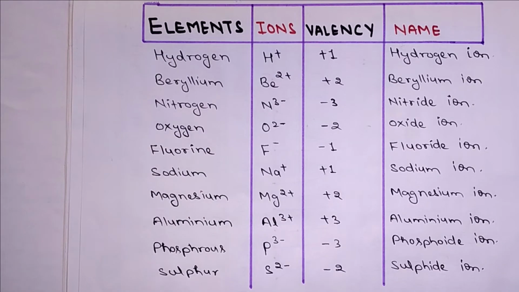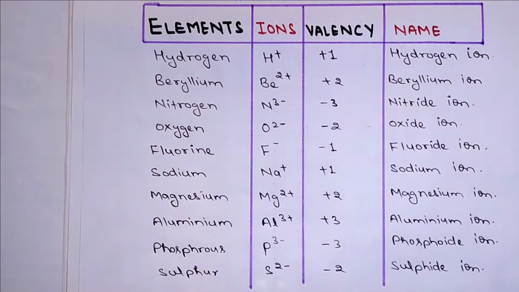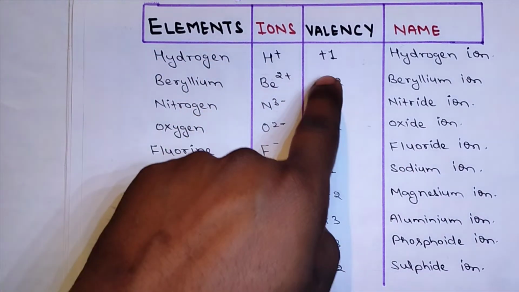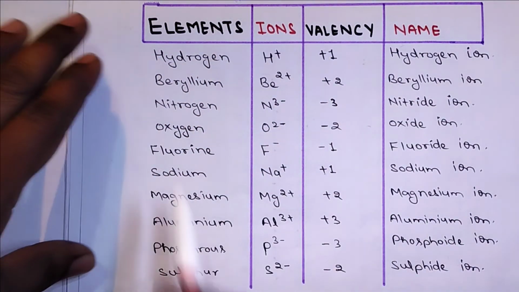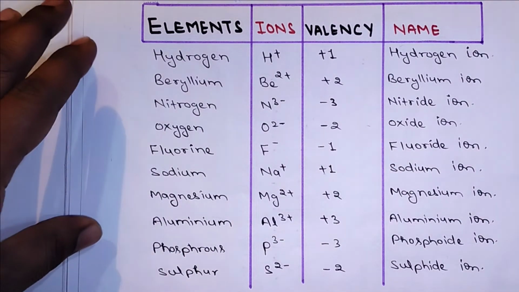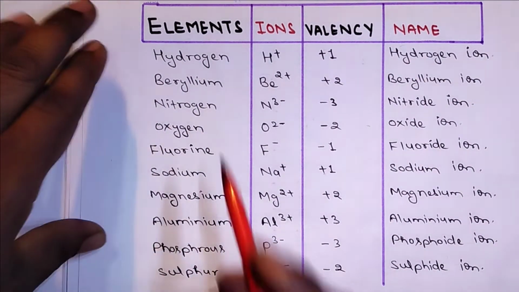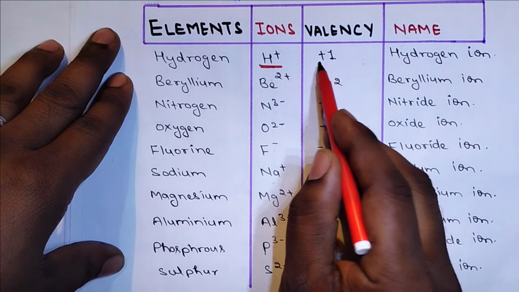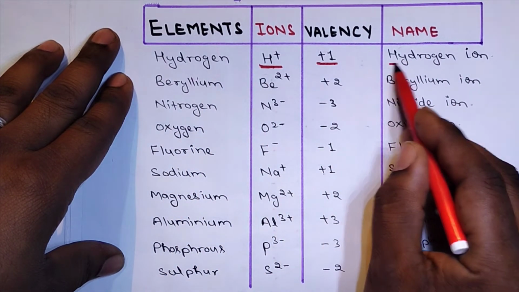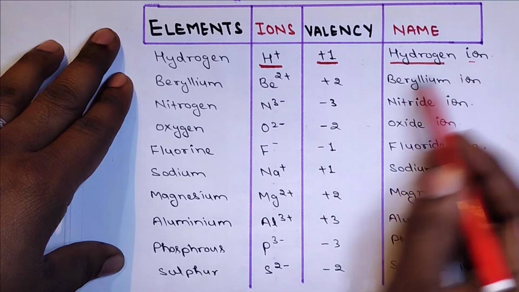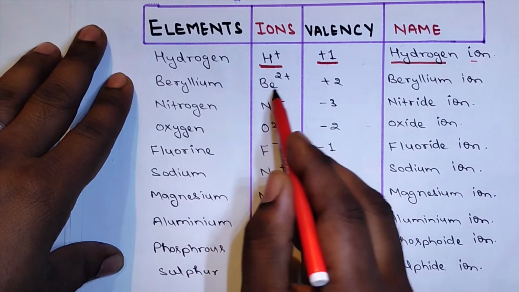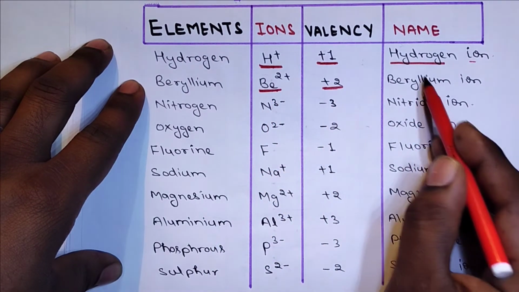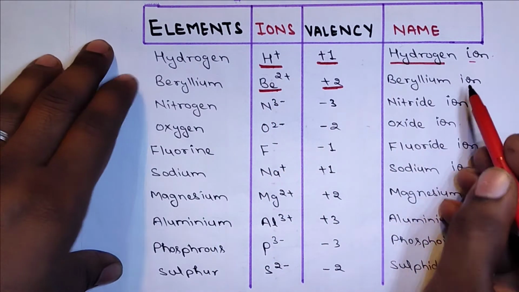Now here is a chart I have already made for the elements, and what are their ions, their valency and their name is written in this chart. So I am going to explain you one by one. Just see, the element is hydrogen. It forms H+ ion, its valency is +1 and its name is hydrogen ion. Second is beryllium. It forms Be2+ ion, its valency is +2 and its name is beryllium ion.